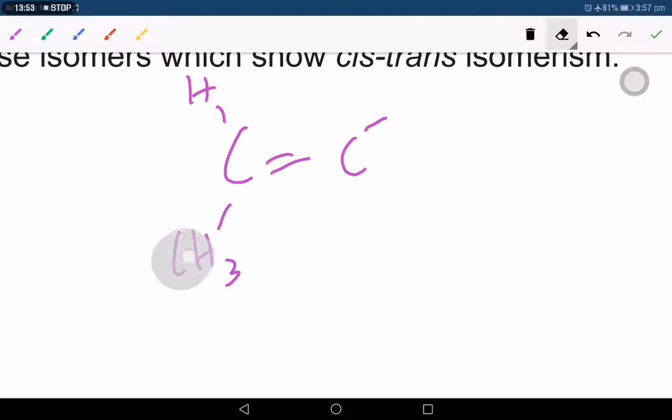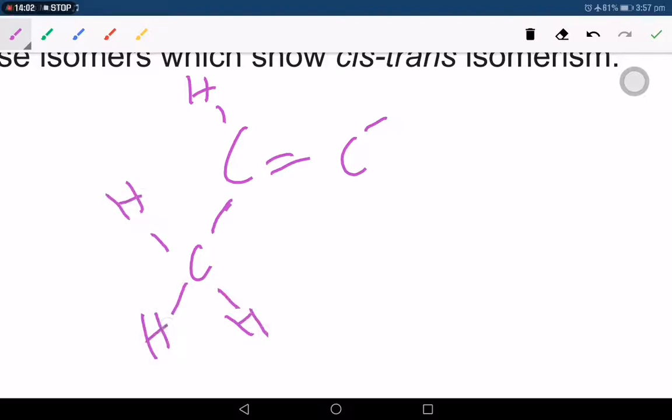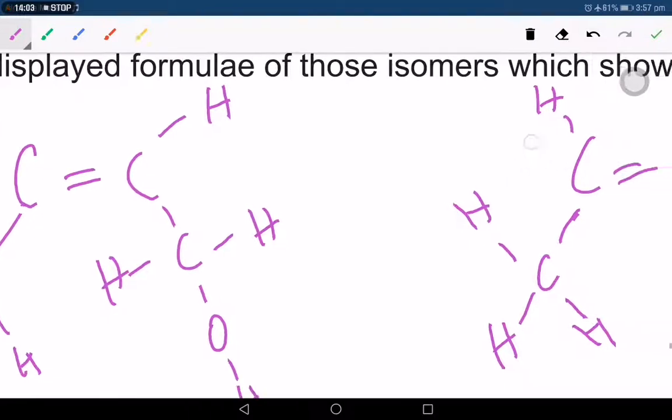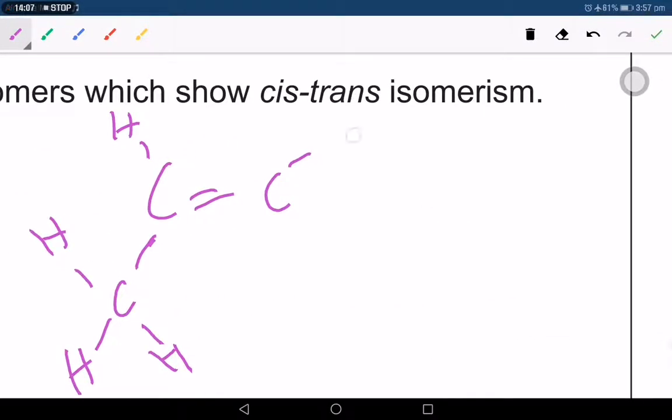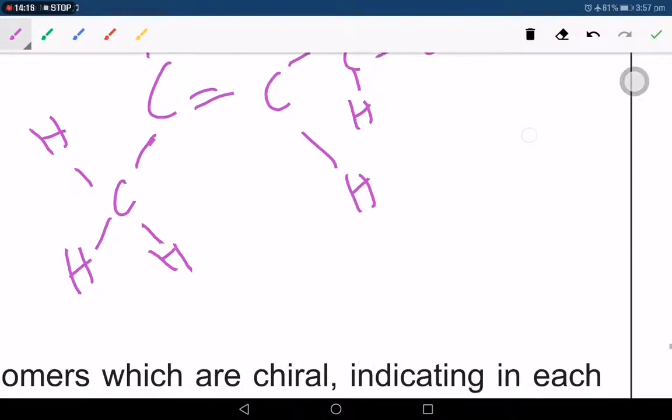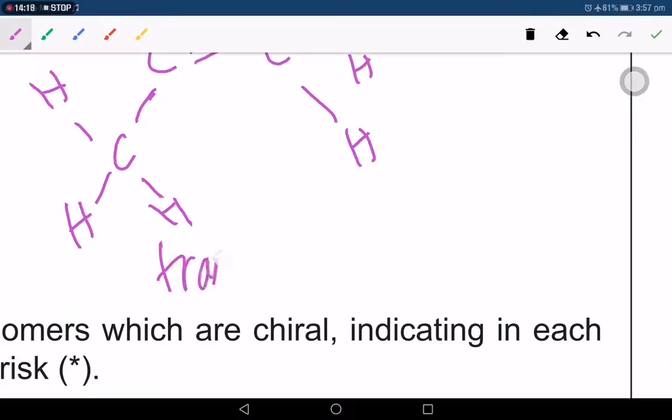So again we have to erase this part. CH3, and then H, and then this part goes up there, so CH3, CH2OH, and then down here is another H. So this is the trans isomer, this is the trans isomer.